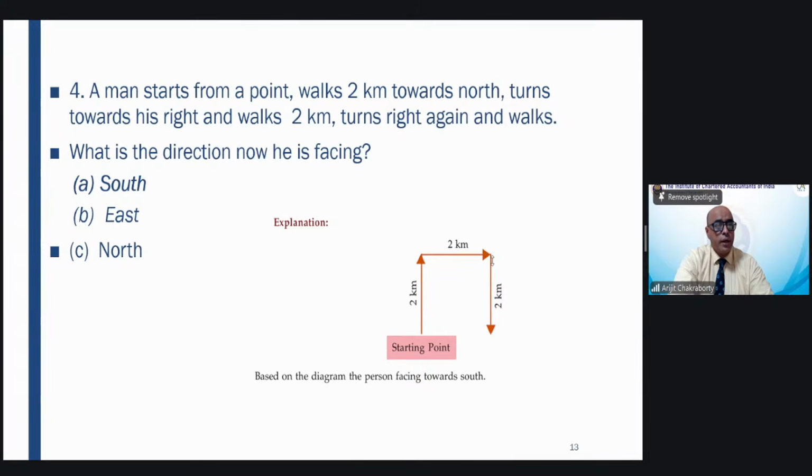After this again he turns towards the right, so east and then right. East, see my finger is going towards the right hand side, east, my east is on this side, and then I am taking the right hand side, so I am going towards the south. The line is downwards, the arrow is going downwards, so basically the answer is south. So this is, I'm sure, yeah, everyone has got it right, south. Excellent. Now we move to the next question.